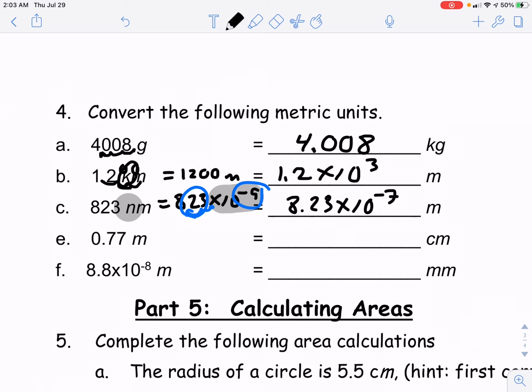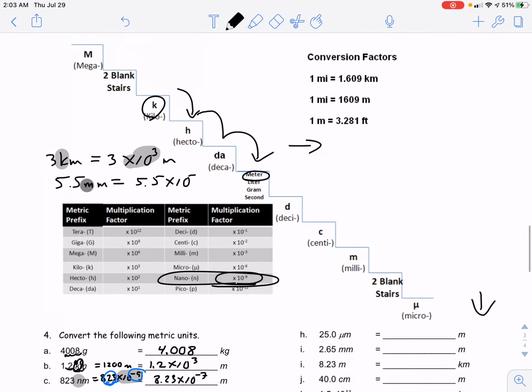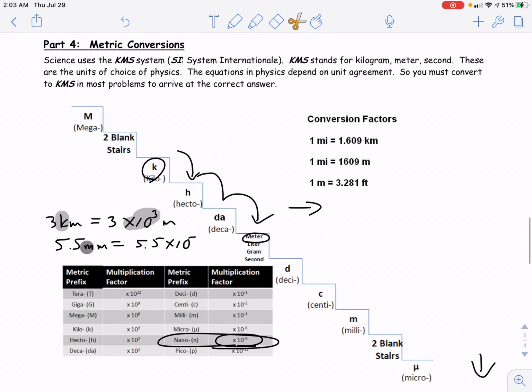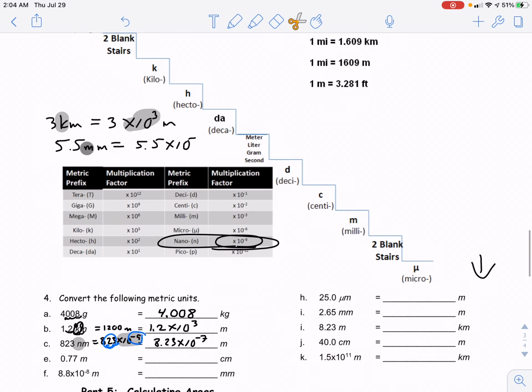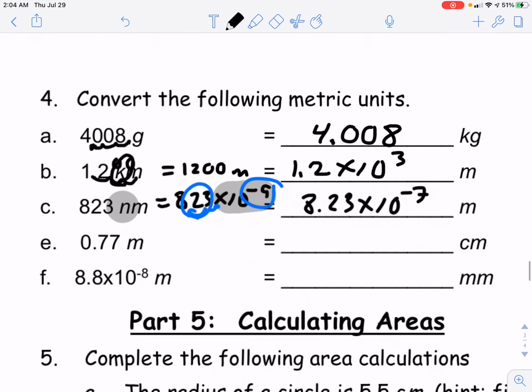Let's see, letter E. We have 0.77 meters is how many centimeters? Meters is right here. Centi is here. You're going to go down 2 stairs, which means you're going to move the decimal point twice to the right. 0.77 meters is 77 centimeters.